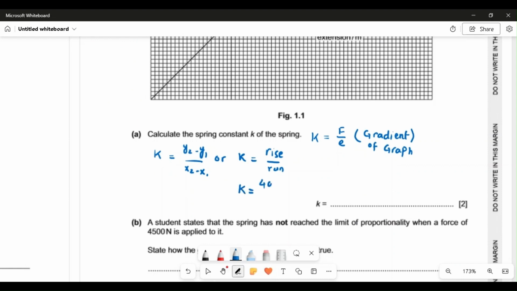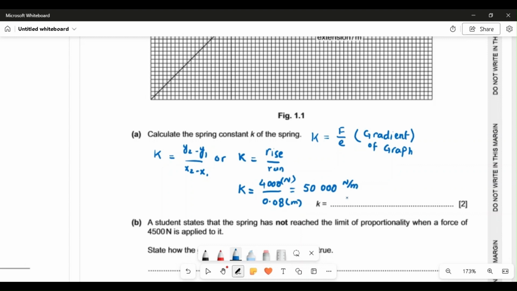When I substitute these values, what I get for K is 4000 divided by 0.08. Here I need to mention that 4000 is Newton and 0.08 is meter. So when I divide 4000 by 0.08, I get 50,000. And as we said, force is in Newton and extension is in meters, so 50,000 Newton per meter.